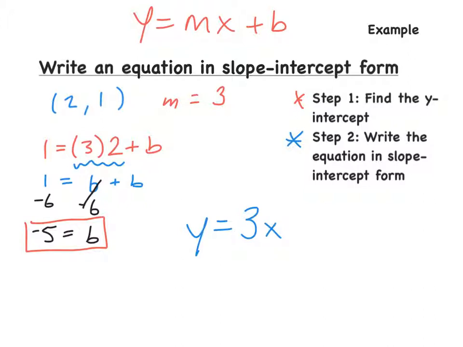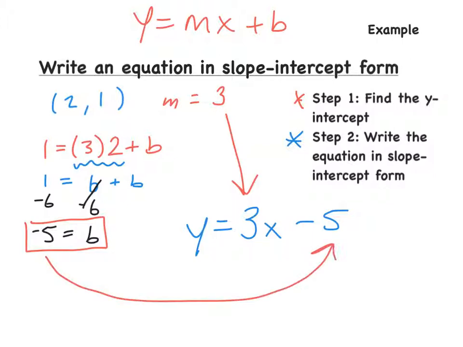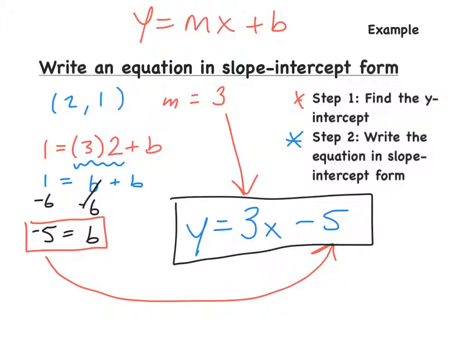3x minus 5. This 3 comes from the slope that they already gave us. This minus 5 comes from the b that we just found. So this is our equation in slope-intercept form.